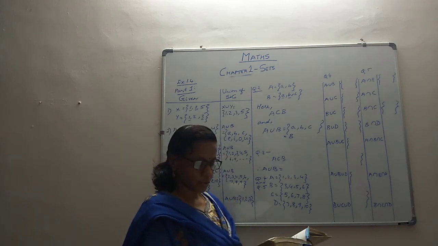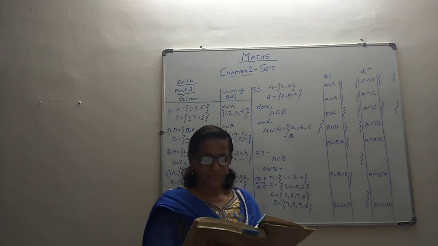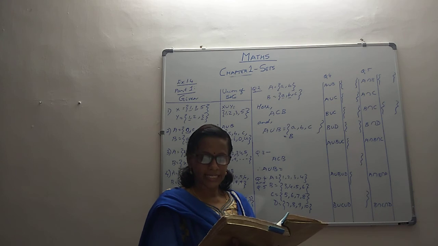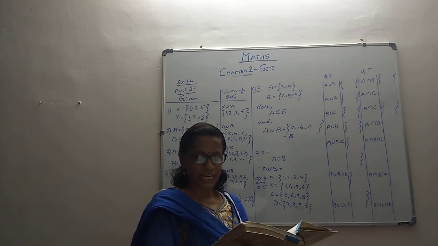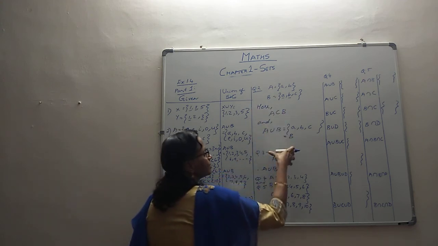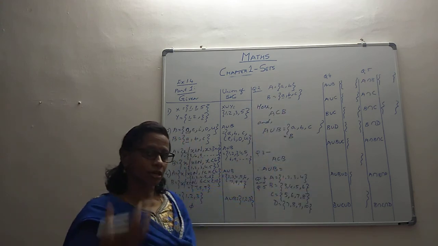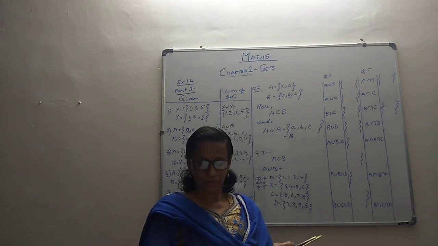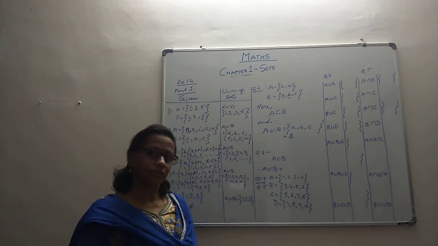Now we are moving to question number 3. It says, if A and B are two sets such that A is a subset of B, then what is A union B? So we have already seen it. Whatever we have seen here, they have asked particularly in the next question. They tell us that if you know that A is a subset of B, then what will happen to the union? We have seen it.